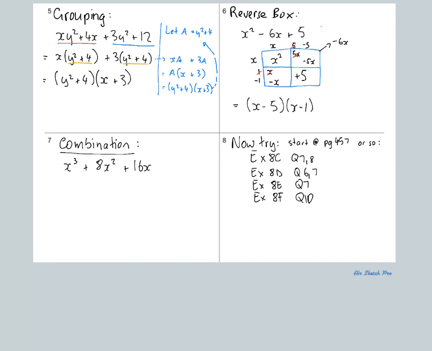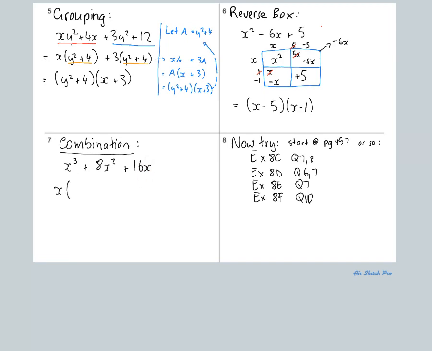x cubed plus 8x squared plus 16x. This is a combination problem in that you're going to use multiple techniques. I'll do it really quickly. You can always review the video if you need me to go through slowly. So what I do is I go through my steps. The first thing I should check for is common factors. x cubed, 8x squared, 16x. The only common factor of the coefficients is 1, so that's a bit useless because there's no coefficient of x cubed. But I see that x appears in every single one of my terms, and therefore x is a common factor. Specifically, the highest common factor is x, not x squared or x cubed. Okay, x is the highest common factor.